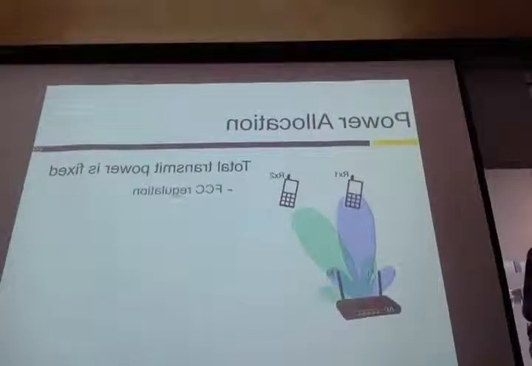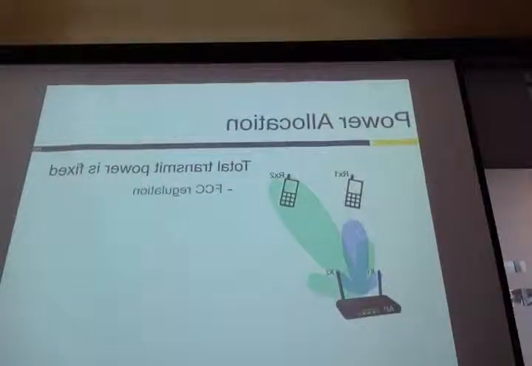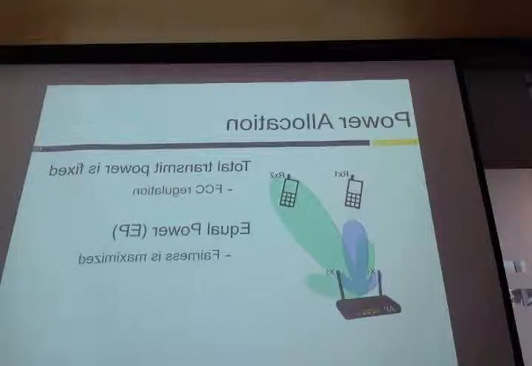Next, we will introduce our power allocation protocol. When we need power allocation, based on the FCC regulation, the total transmitted power is fixed. So that means if you want to scale some beams up, then you need to scale some beams down. There are many power allocations in wireless transmission. In this presentation, we will mainly work on two of the most representative ones. The first one is called equal power.